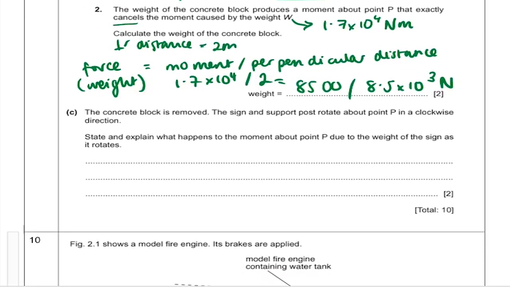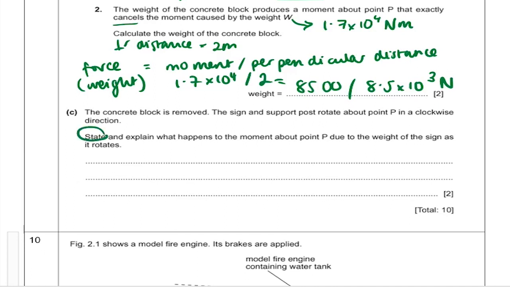Okay, the last part of the question. This was the part of the question that was answered the least well by the year group. So, the concrete block is removed. The sign and support post rotate about point P in a clockwise direction.